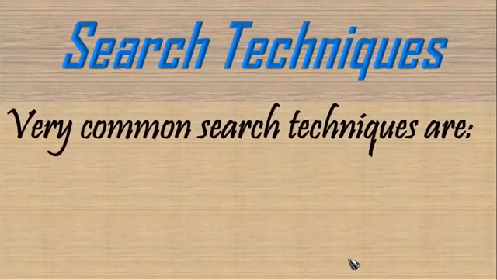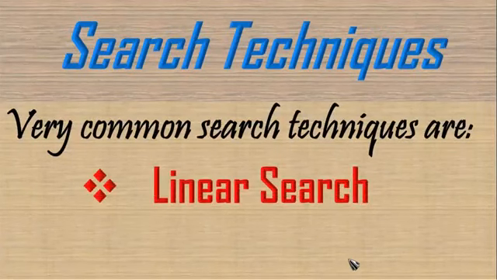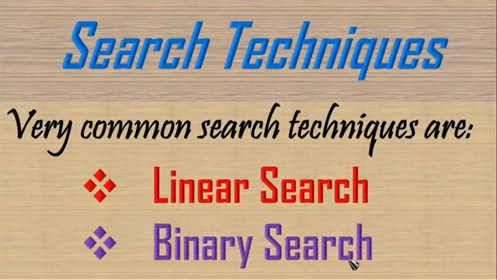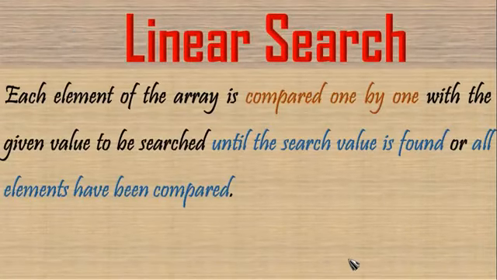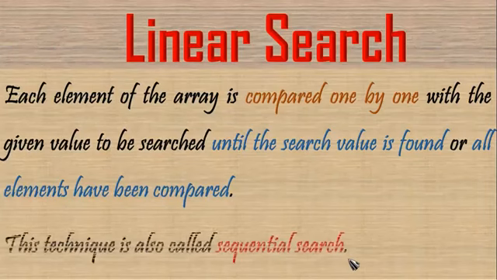If we see search techniques, we have two commonly used techniques, that is linear search and binary search. In linear search, each element of the array is compared one by one with the given value to be searched. This will be done until the value is found. Otherwise, this will continue until the last index. This technique is also called sequential search technique.